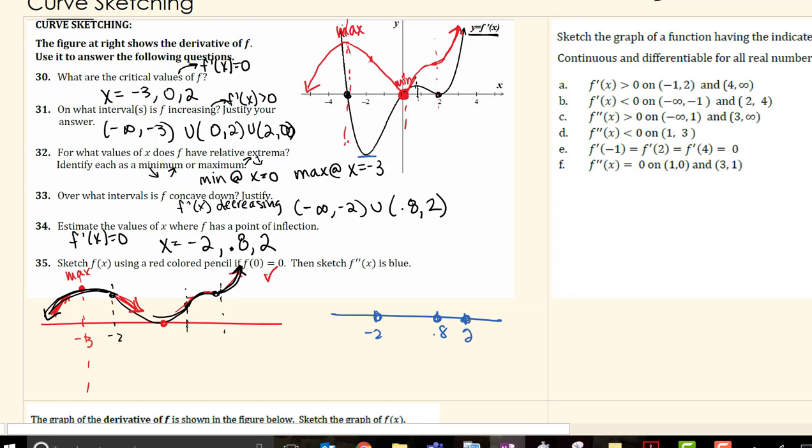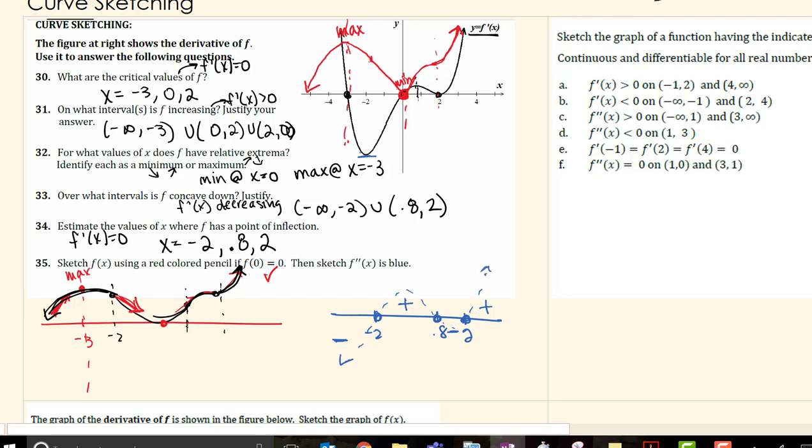We are decreasing from -infinity into that -2, so we are negative. We're below the x-axis. We are increasing up to that 0.8, so we're above. We're decreasing down to that +2, so we're again below, and then we are increasing. For the double derivative, these points are going to be the best we get. So I'm just going to go through here and give a general idea of what that looks like. So I'm going to come in, and let's do it on our original graph.